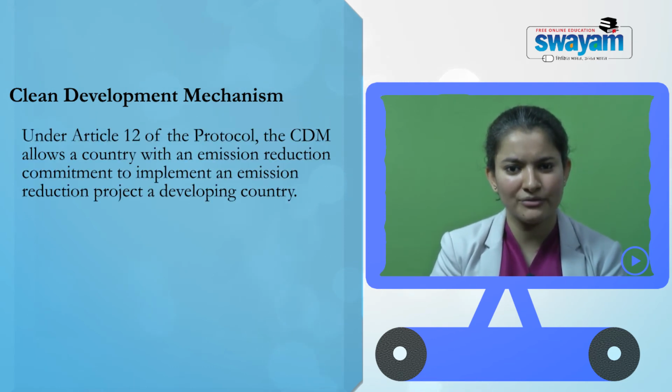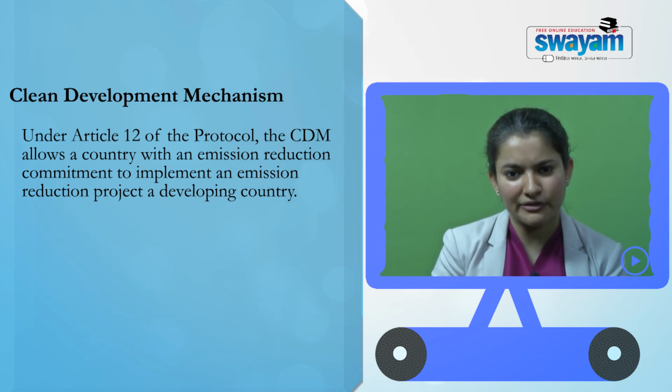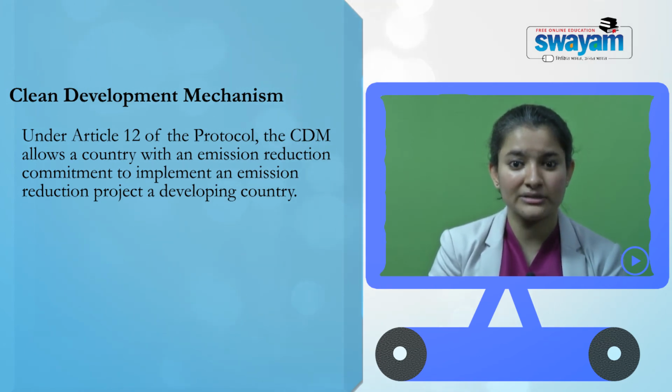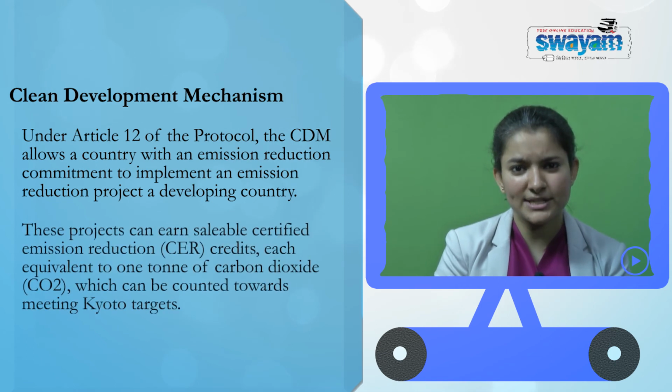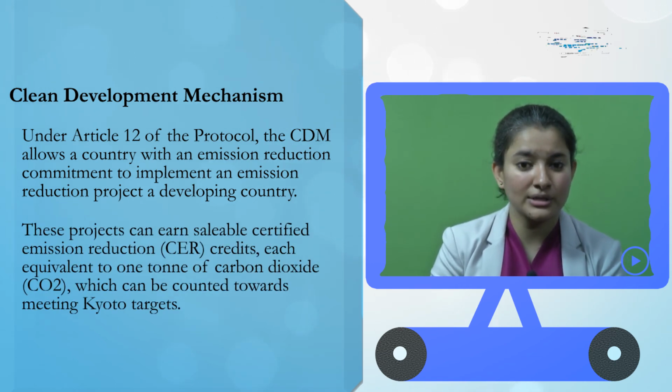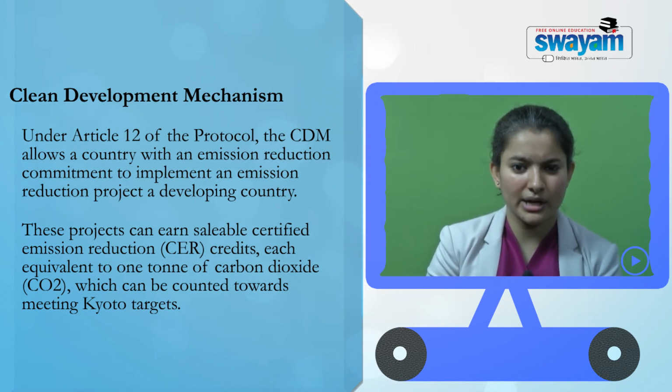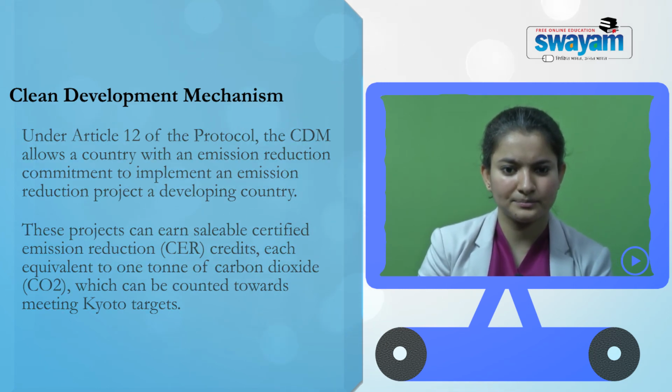Under Article 12 of the protocol, the Clean Development Mechanism, or the CDM, allows a country with an emission reduction commitment to implement an emission reduction project in a developing country. These projects can in turn earn saleable certified emission reduction credits, each equivalent to 1 ton of carbon dioxide, which can then be counted towards meeting their Kyoto targets.